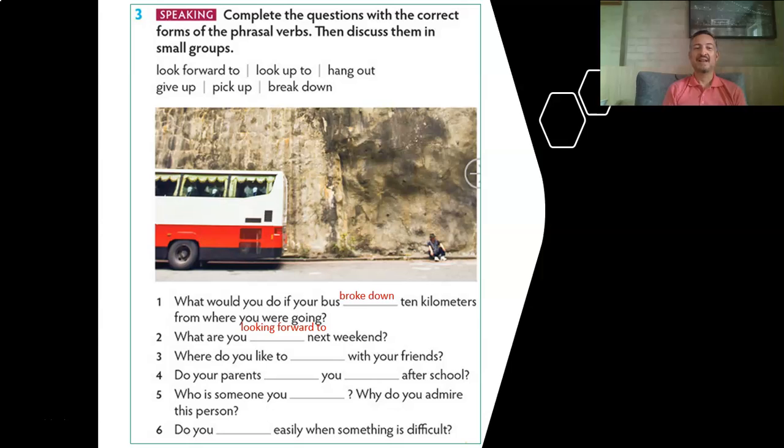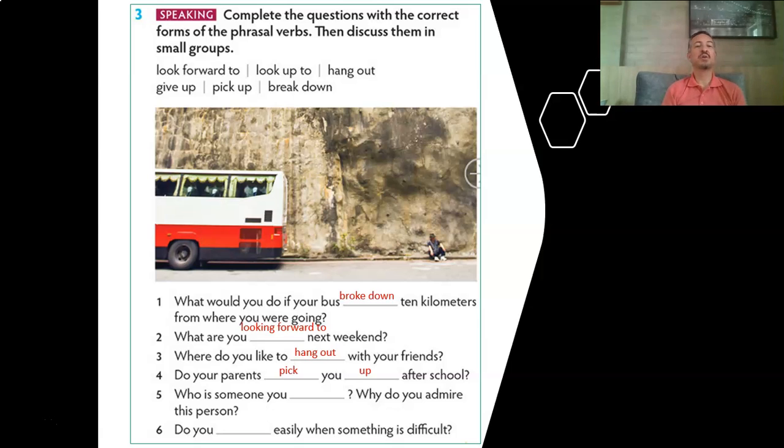Number 3. Where do you like to with your friends? When you spend time with friends doing something, the phrasal verb is hang out, to spend time with your friends doing something, okay? So where do you like to hang out with your friends? Number 4. Do your parents, you after school, go with their car and take you home? So, pick you up after school.